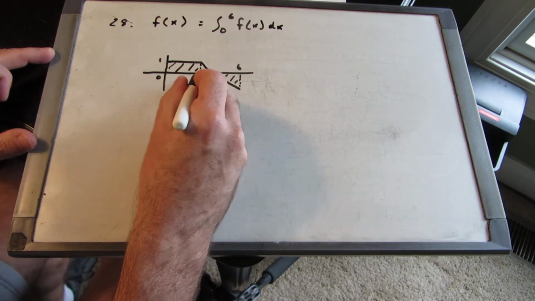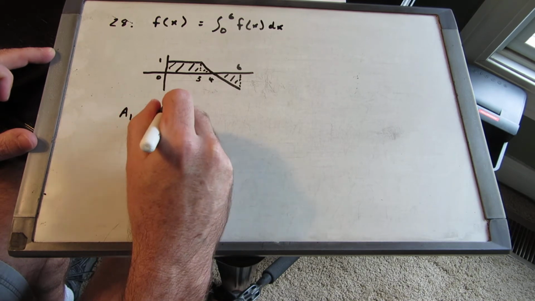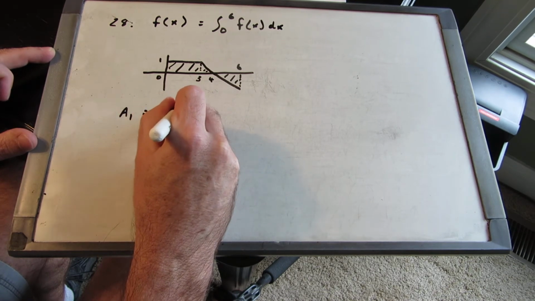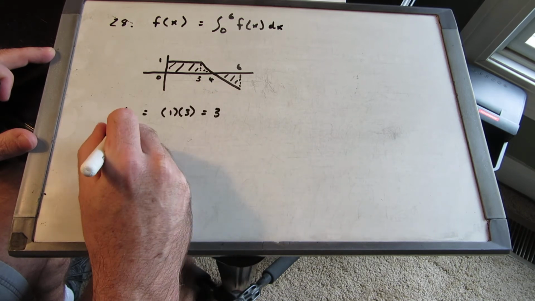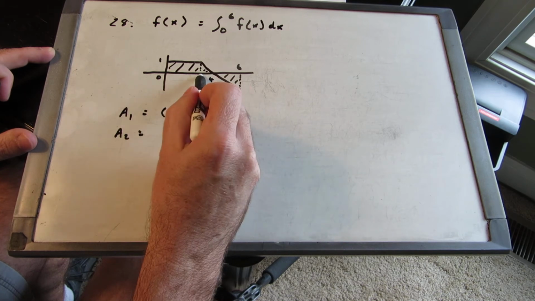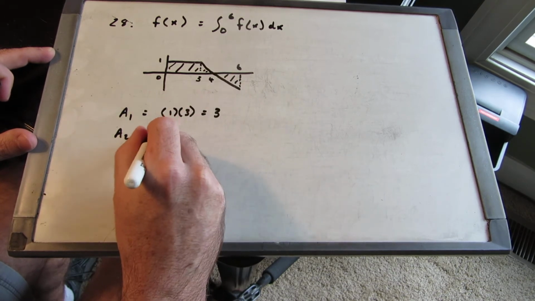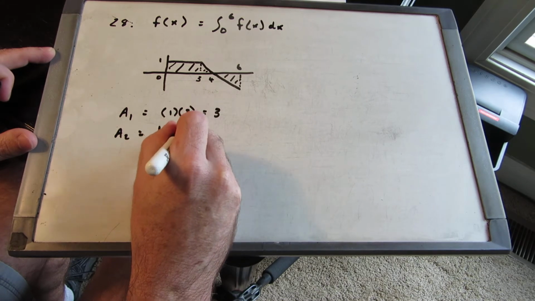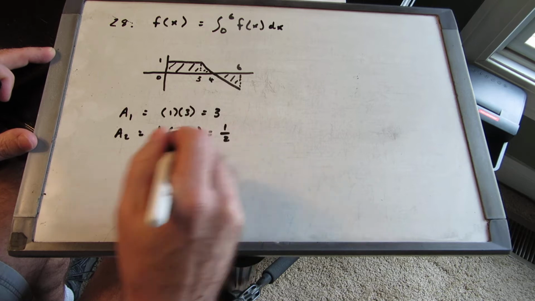So from 0 to 3 we have a rectangle. Let's call that area 1. The area is a height of 1, a base of 3, so that's 3. Area 2 is the triangle between 3 and 4. That area is 1/2 times the base, which is 1, times the height, which is 1, and that's going to be a half.